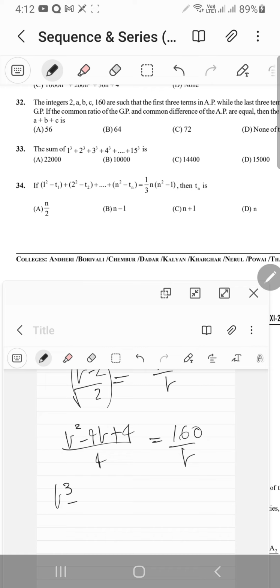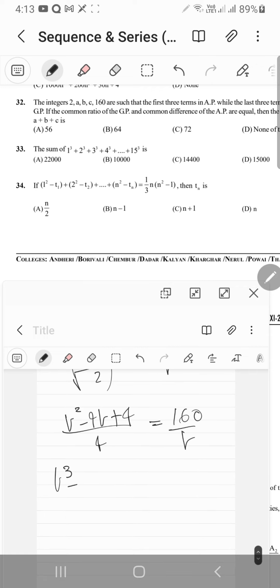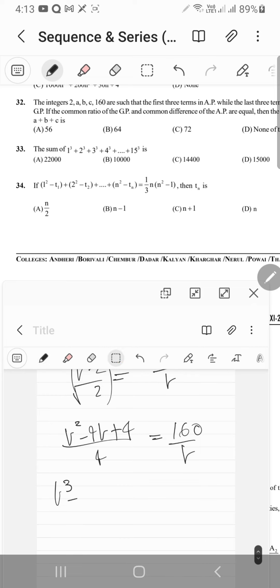B cube. This is going to get very ugly. I don't want this to happen. Isn't there a better way? A plus B plus C, you say? Okay, think about it. Come on, think about it. Okay, you just have to solve this, but let's do a good substitution instead.